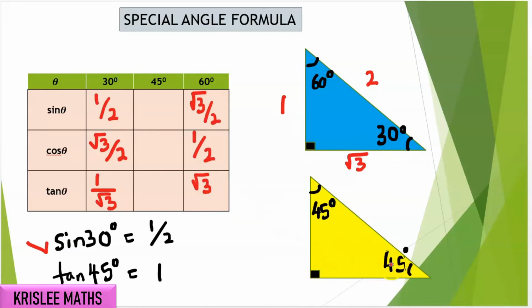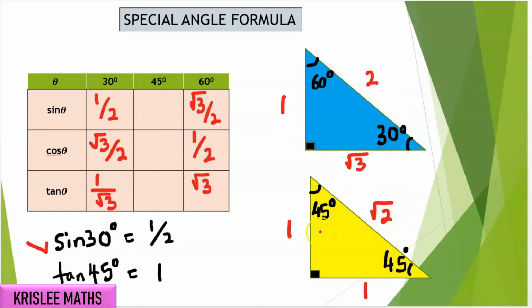Let's move on to the second triangle. Here we know tangent 45 is 1. That means tangent will be opposite over adjacent. So here it has to be 1 over 1 in order to get 1. So tangent 45 is 1 over 1 equals 1. Using these two sides, we can find the third one. The third side, or the hypotenuse, here is square root of 2.